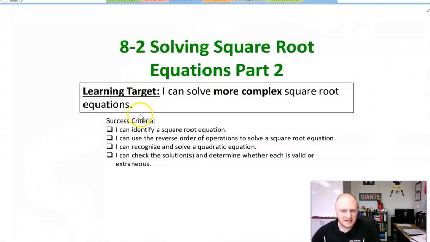You know you're successful in this if you can first identify what a square root equation is. That's very important because we're going to start to mix together different types of radical equations as well. Now, you're also successful if you can use reverse order of operations in order to solve a square root, and you can recognize and solve a quadratic equation. This is very, very important. Lastly, you can determine if your solution is valid or extraneous by plugging it back in and checking.